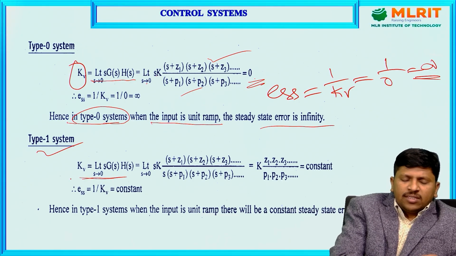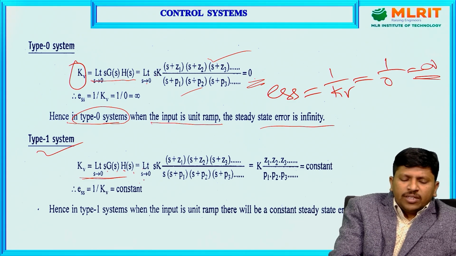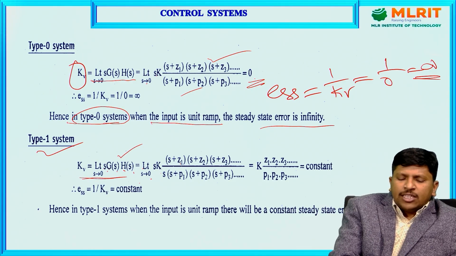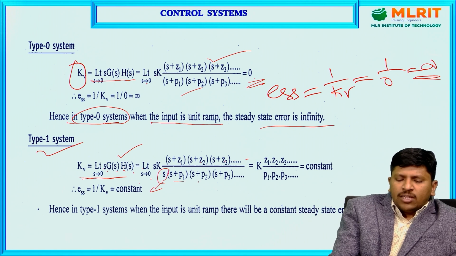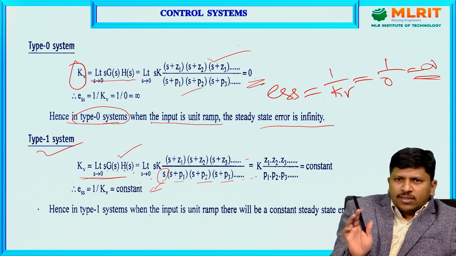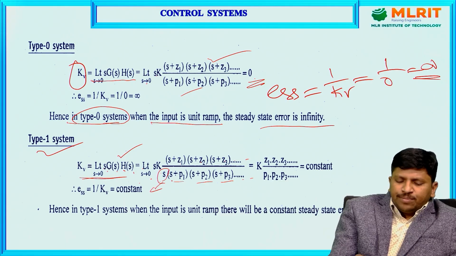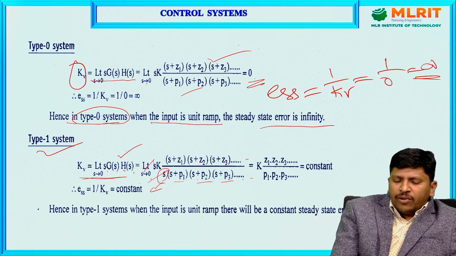We know that the velocity error constant Kv is the limit as s tends to 0 of s into G(s) into H(s). That equals the limit as s tends to 0 of s times K(s plus z1)(s plus z2)(s plus z3) and so on, divided by s, one pole present at the origin, times (s plus p1)(s plus p2)(s plus p3) and so on up to pn. Substitute 0 in place of s. Here the s terms cancel, so K times z1, z2, z3 divided by p1, p2, p3 and so on.